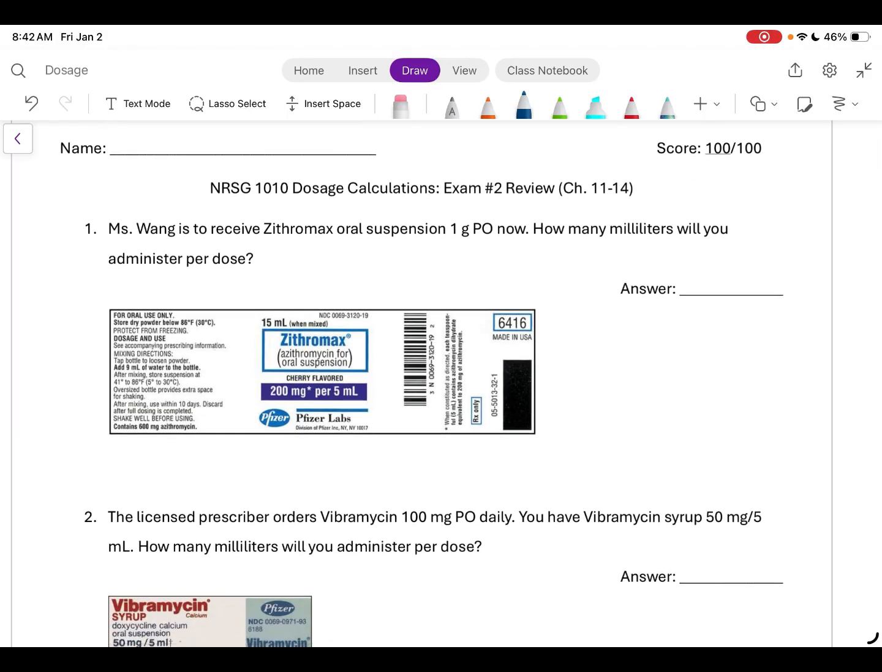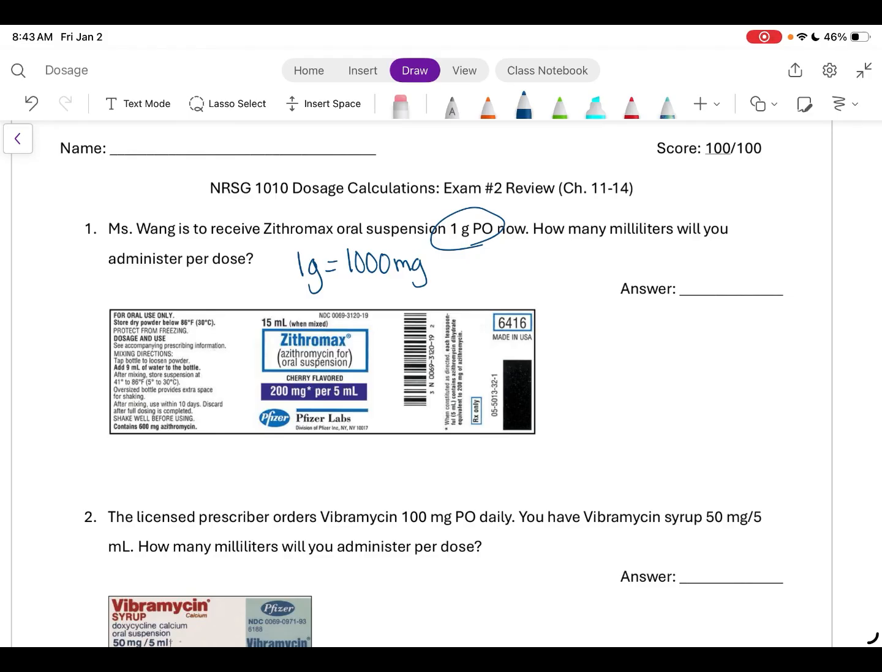Number 1, Miss Wang is to receive Zithromax oral suspension 1 gram PO now. How many milliliters will you administer? Right off the bat, I'm going to take this 1 gram, look at my conversion sheet, and figure out that it's 1,000 milligrams. It's going to save me from doing conversions in my dimensional analysis. Now I have to figure out how many milliliters I'm going to give.